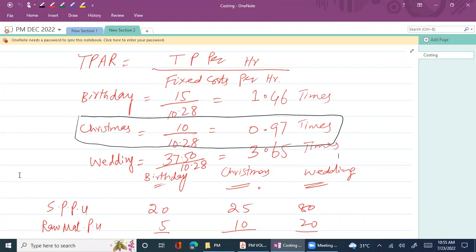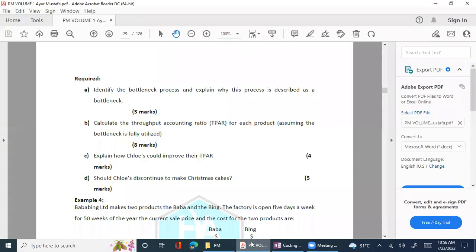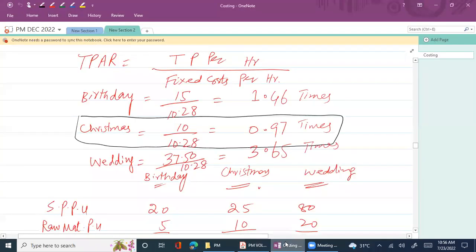You are trying to answer, Tanya, for improving throughput accounting ratio. But my question was related to part D. Should she discontinue to make Christmas cake? What will you say regarding this part D? Should we discontinue the production of Christmas cakes or should we continue? Justify your opinion.